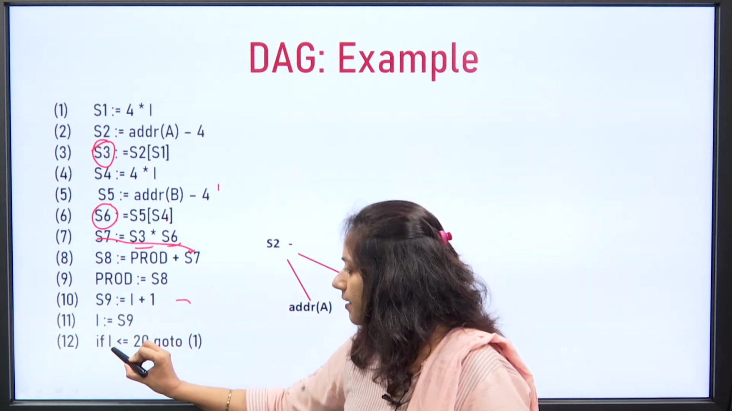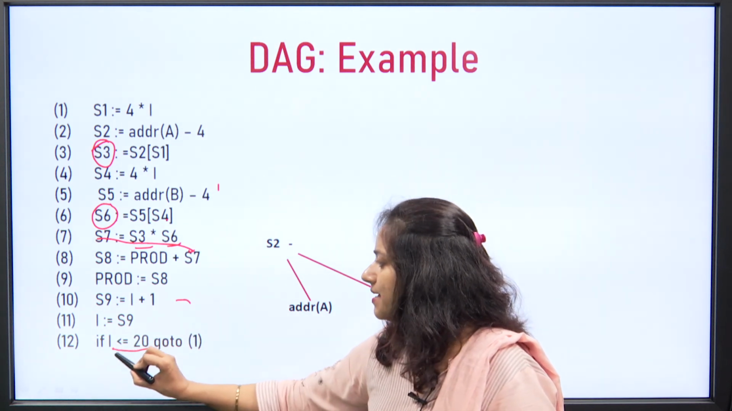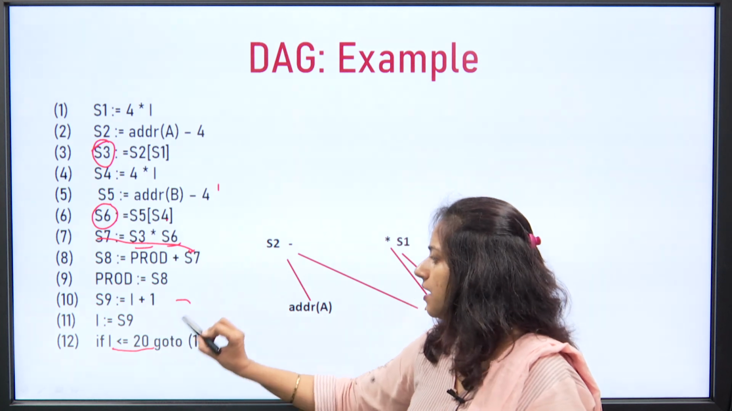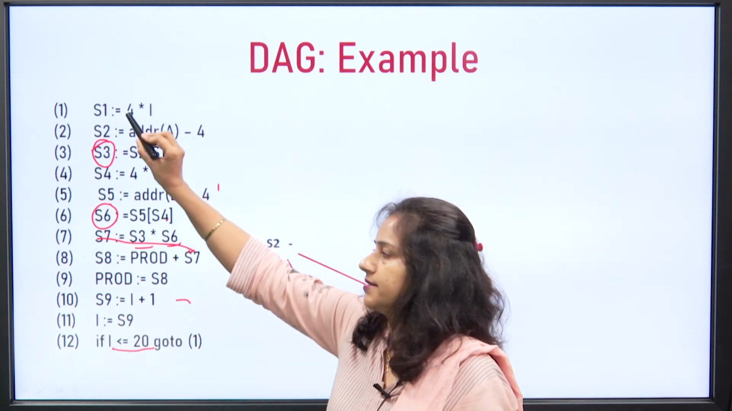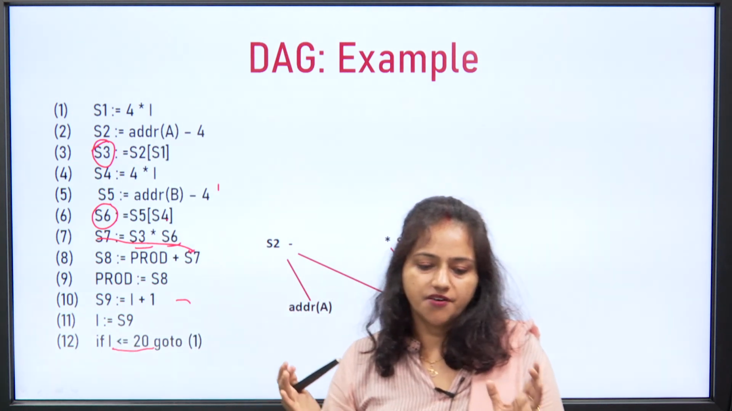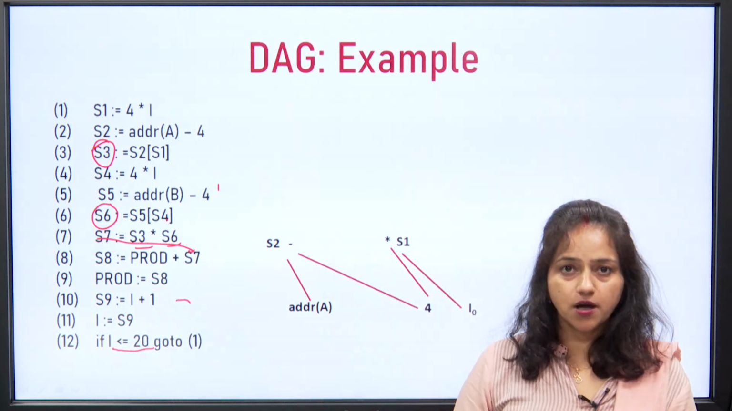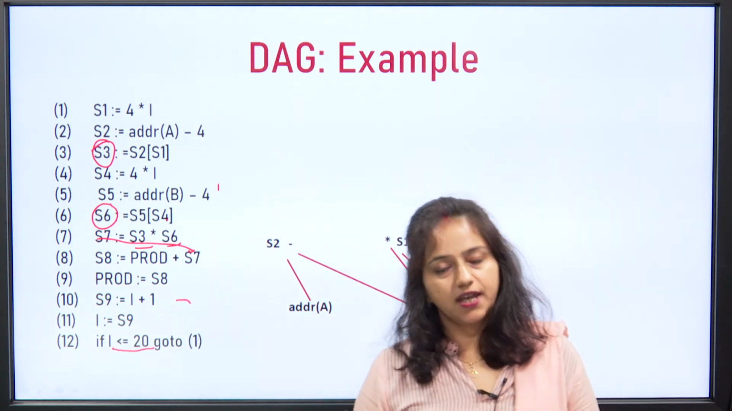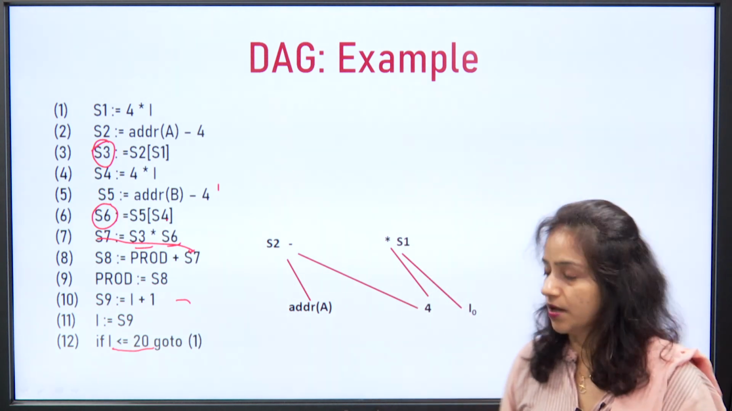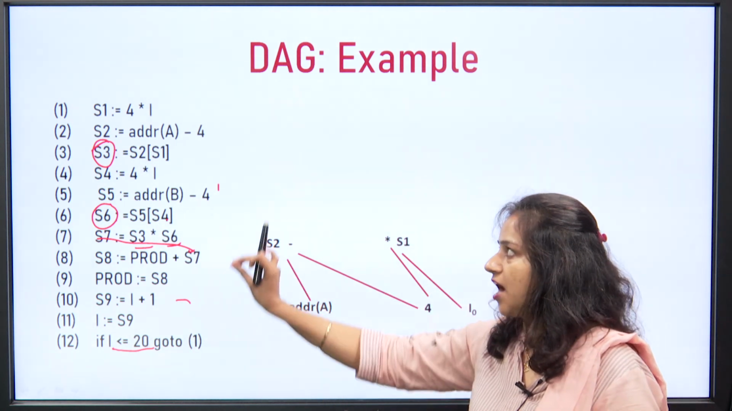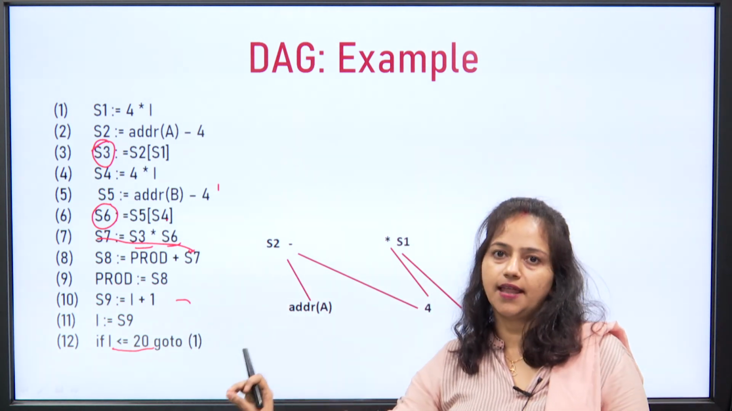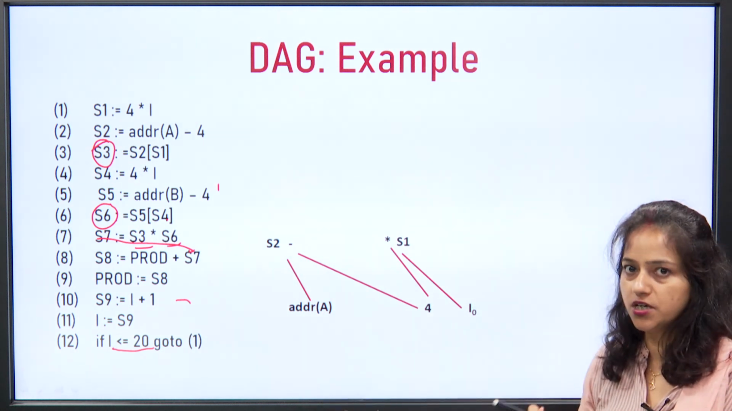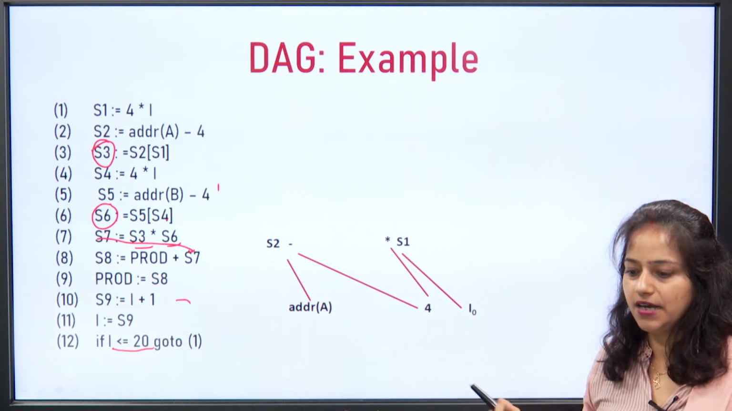Now, this is the loop: if I is less than or equal to 20, we will go to statement 1. So, this is the one block that we have drawn, and we can draw its DAG representation. Here, first of all, we will find out what are the constants and identifiers used in the computation. They will initially be at the leaf nodes.